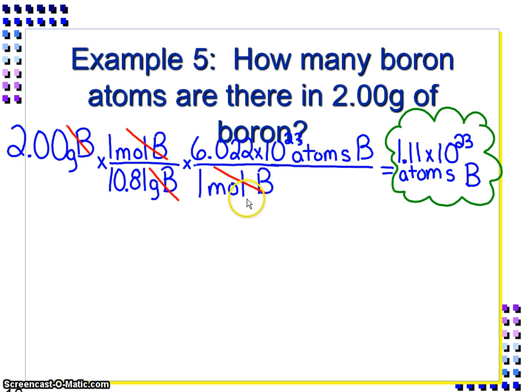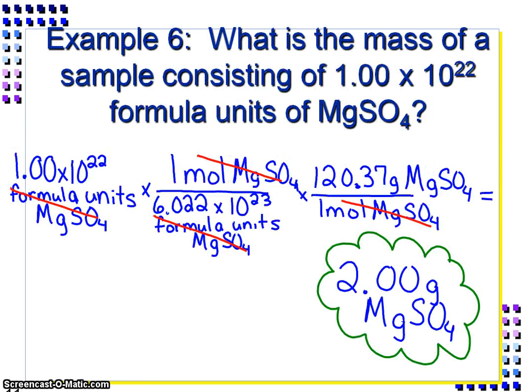I want to put moles on the bottom in my next step. I want to change it to atoms. I can change between moles and atoms using Avogadro's number. So the 1 goes where moles is, Avogadro's number goes on top. Multiply across the top, divide by what's on the bottom. My final answer, 1.11 times 10 to the 23rd atoms.